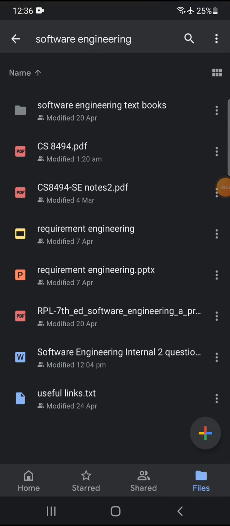Hello students. Today let us discuss the answers for your internal 2. I have already given you the drive link, and I have given all the possible PDFs in that drive link. It consists of some material PDFs and the prescribed foreign author book from Anna University, which is Roger S. Pressman. I have given the PDF for that also. Okay, today let us discuss the internal 2 questions.